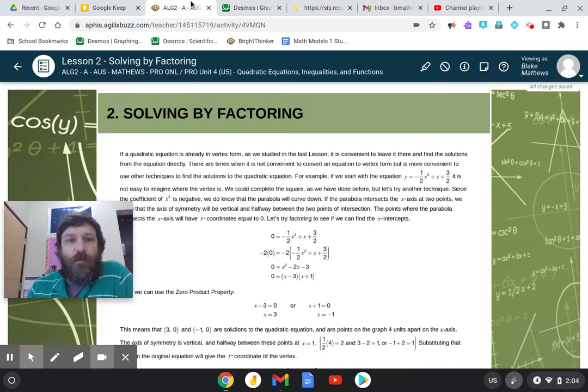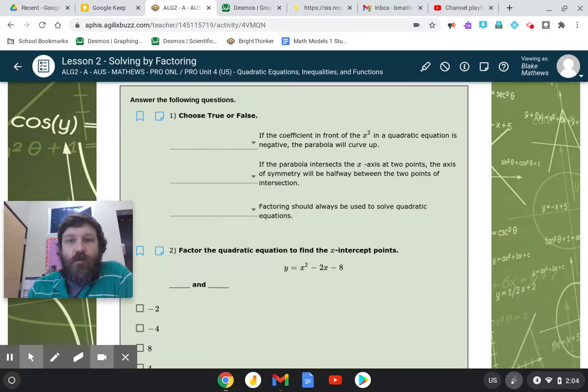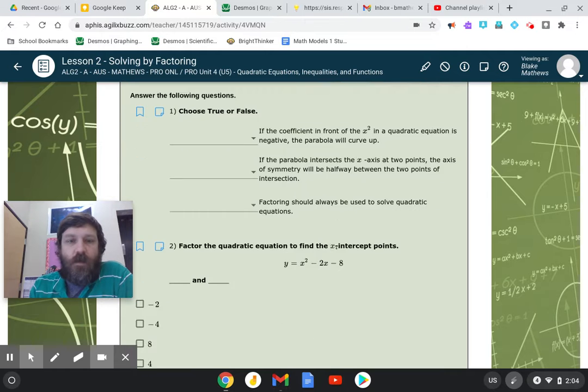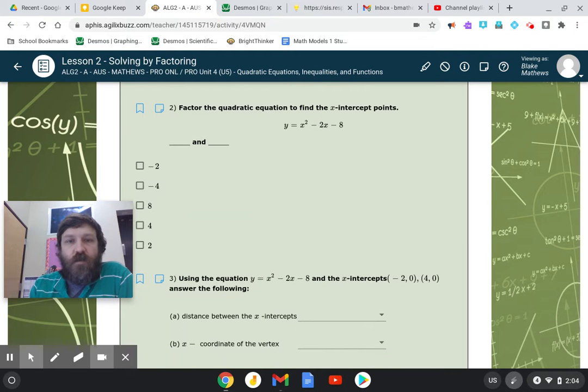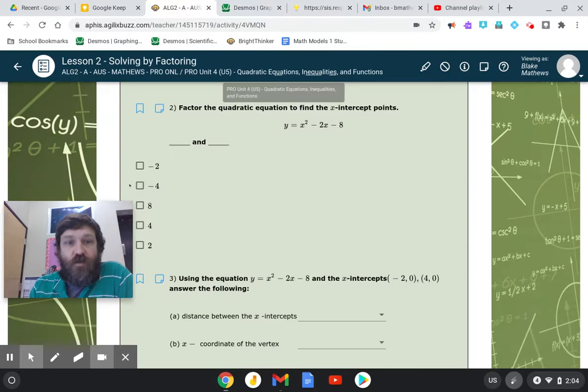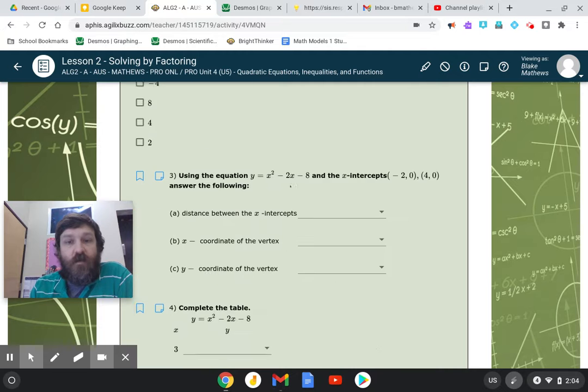Let me run through the problems that they ask you down here. First thing is some vocabulary. Make sure you look over the lesson and find the vocabulary here. Whenever it says factor the quadratic and find the x-intercept points, you just need to graph and find the 2 points just like I showed you here. Check the 2 boxes that correspond with the x-intercepts of that equation, based on what it shows on the graph. Just finding the x-intercepts.